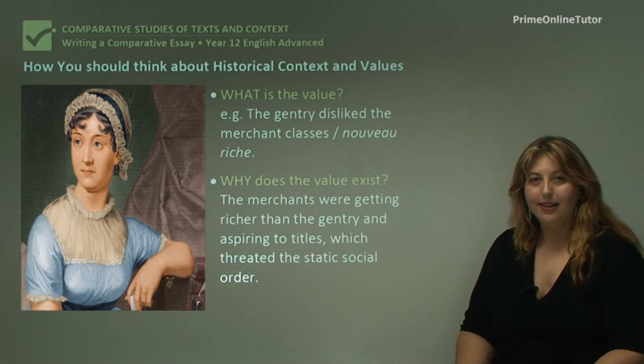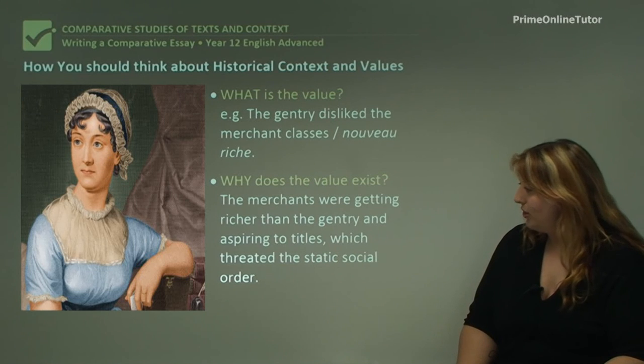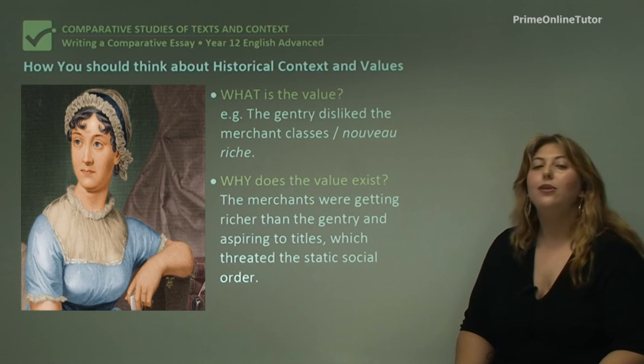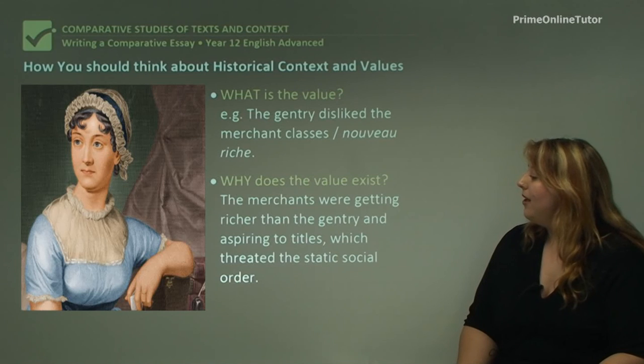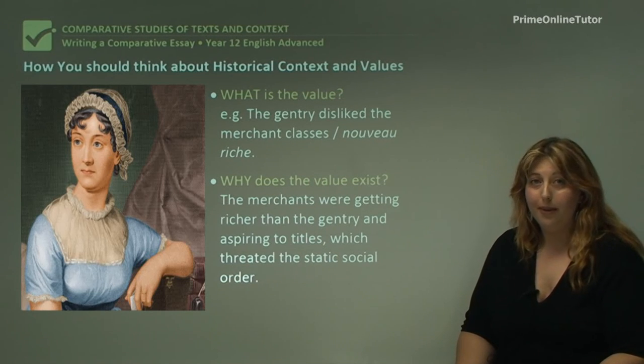Why does the value exist? What factors have contributed to making people feel this way? The merchants were getting richer than the gentry at that time and aspiring to titles or noble names. So that means that they were threatening the static social order that had existed in England for a long time.